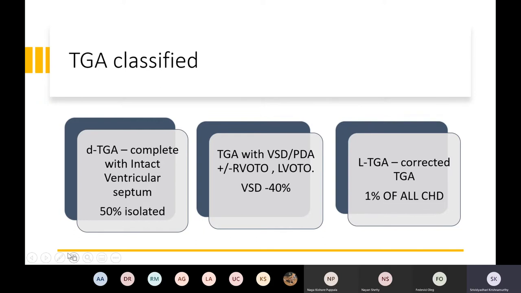Now, the other entity is LTGA, which is basically corrected TGA, and this accounts for about 1% of all the other congenital heart diseases.